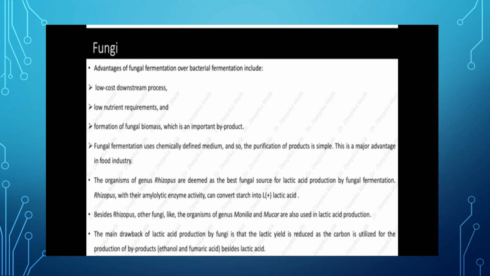Fungi. Advantage of fungal fermentation over the bacterial fermentation is that fungal fermentation is a low cost downstream process. Low nutrients are required for fungal fermentation. Formation of fungal biomass, which is an important byproduct. Fungal fermentation uses chemically defined medium, so the purification of products is very simple. This is a major advantage in food industry. The organisms of the genus Rhizopus are regarded as the best fungal sources for lactic acid production by fungal fermentation.